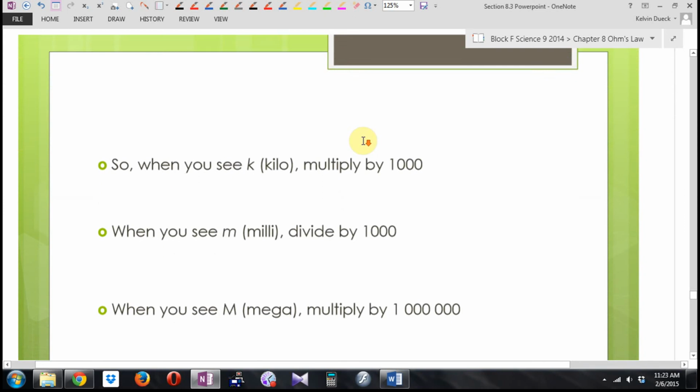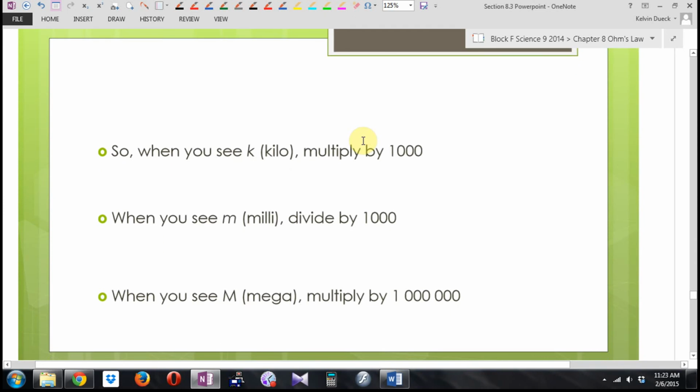So, here's the blanks that you can fill in. I gave you 3 blanks. When you see kilo, multiply by 1,000. When you see milli, divide by 1,000. When you see mega, multiply by 1,000,000, one with 6 zeros. Did I say that you're going to need a calculator for this? Yes. Okay. Although, timesing by 1,000 and 1,000,000, maybe you can do it in your head too, but you're going to want a calculator for the remainder of this unit. Trust me.